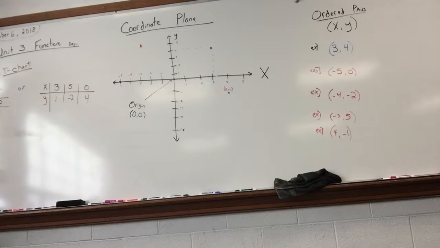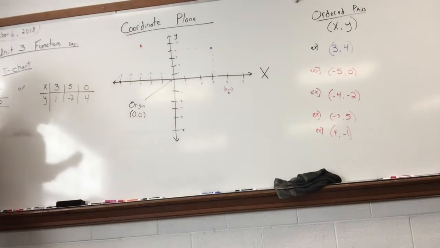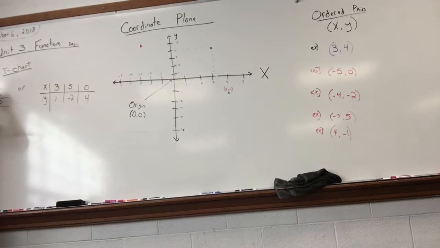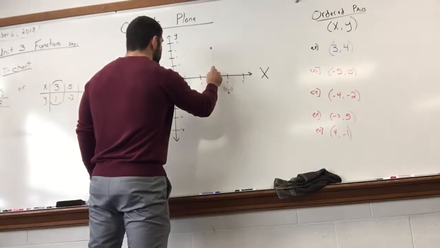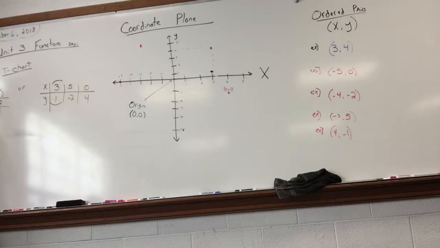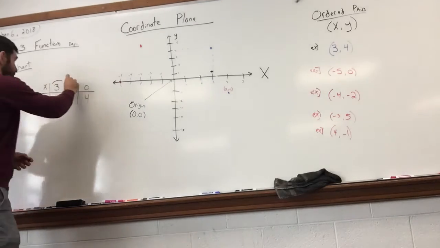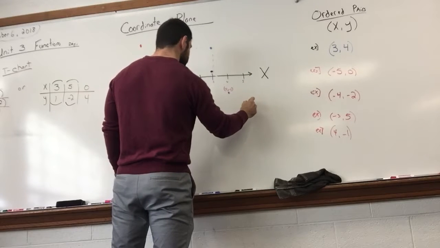These are still ordered pairs. Even though they are not in parentheses with commas, these are still ordered pairs. What do I mean? 3, 1 is really (3, 1). I might need to go like this, but I know (3, 1) can be graphed. So what's my next ordered pair, Mason? So if (3, 1) was my first one, what's the next one? (5, -2). So I go 5, down 1, down 2.